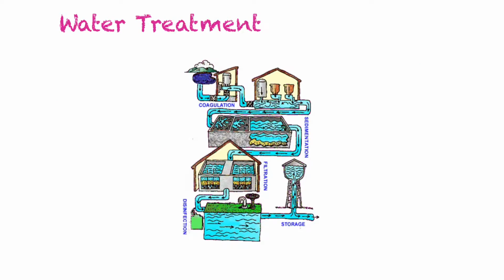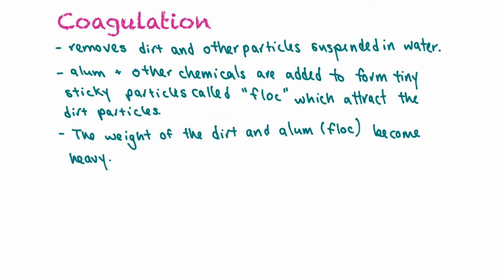Water treatment undergoes 4 different stages before it's sent off to be stored and distributed. So the first thing is the water is taken from the source and it goes through a process known as coagulation, then sedimentation, then filtration, finally disinfection, and then the water is stored for later use.